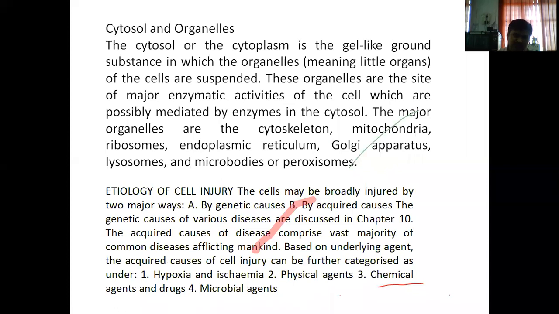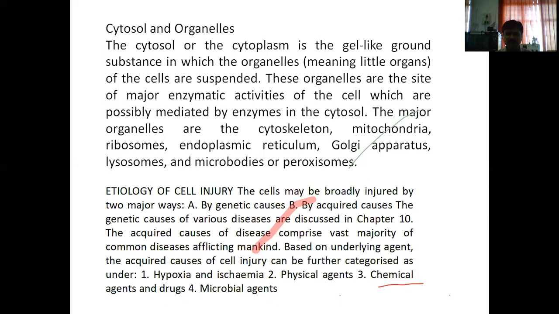DNA, like this. Then cytosol and organelles are the next part of this particular topic. Cytosol and organelles. What have they given here?